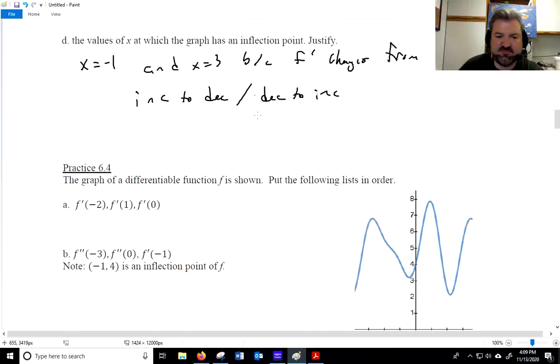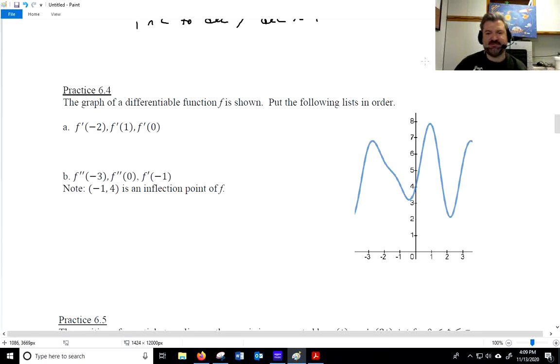All right, got another practice problem for you. I got a graph of f. I want you to put the following lists in order. Pause the video and give it a try. Okay, so this is a little unusual in that they're actually giving us a graph of f. Probably not going to happen too often, but it's just a good connection.